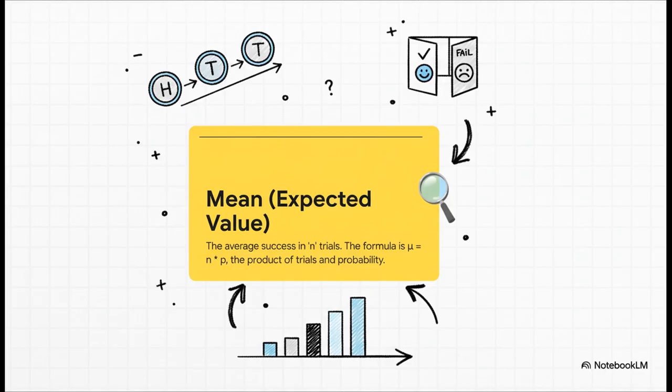Now, what if you don't need the exact probability for one specific outcome? What if you just want the most likely average over the long run? Well, there's a handy shortcut for that called the expected value. The formula is super simple, just n times p. So for, say, 20 coin flips, the expected number of heads is just 20 times 0.5, which is 10. Simple, right? But so powerful.